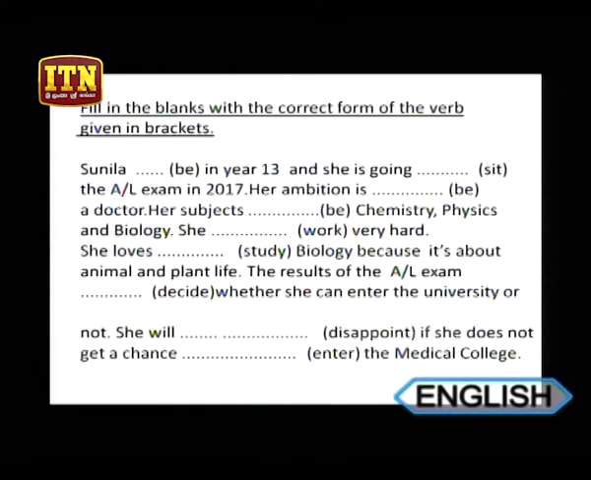Fill in the blanks with the correct form of the verb given in brackets. Sunila (be) in year 13 and she's (go) to sit the A-level exam in 2017. Her ambition is (be) a doctor. Her subjects (be) chemistry, physics and biology. She (work) very hard. She loves (study) biology because it's about animal and plant life. The results of the A-level exam (decide) whether she can enter the university or not. She will (disappoint) if she does not get a chance (enter) the medical college.